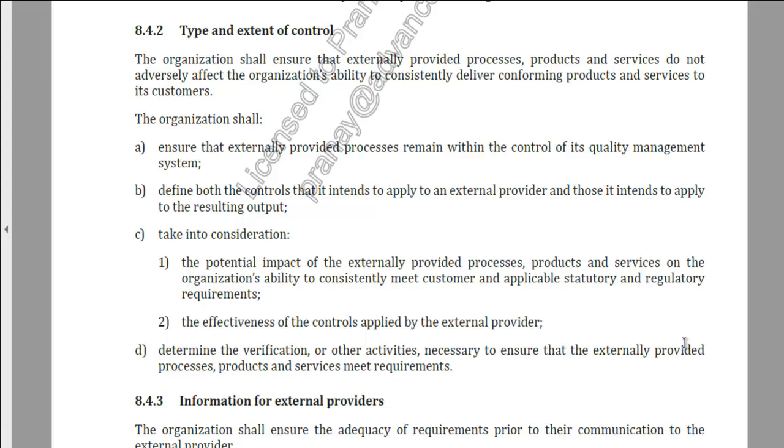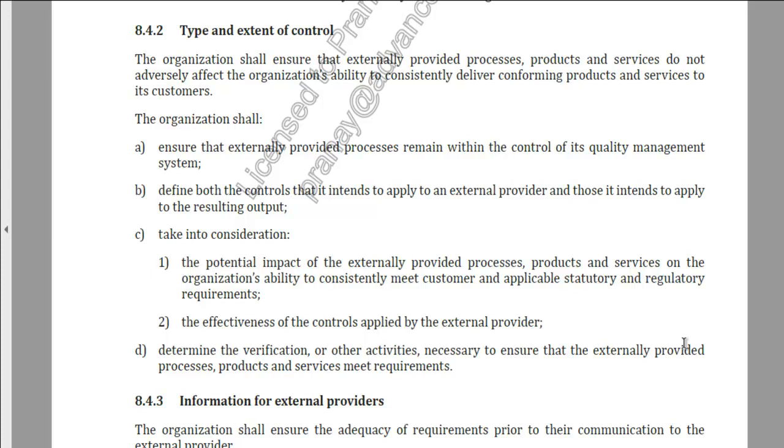Two, the effectiveness of controls applied by the external provider. So whatever controls have been exhibited by the external provider must also be taken into account. D, determine the verification and other activities necessary to ensure that externally provided processes, products, and services meet requirements. So the organization is required to determine whatever verification, validation processes or any other activities that it feels necessary to ensure that these externally provided products and services meet the requirements as laid down.